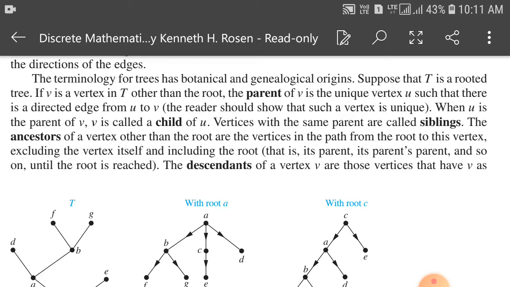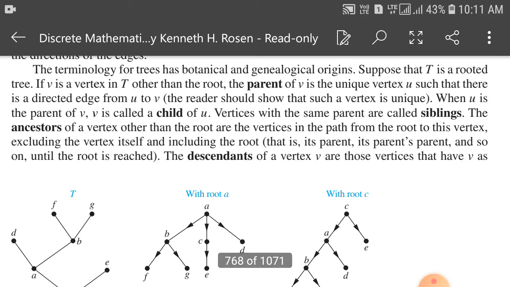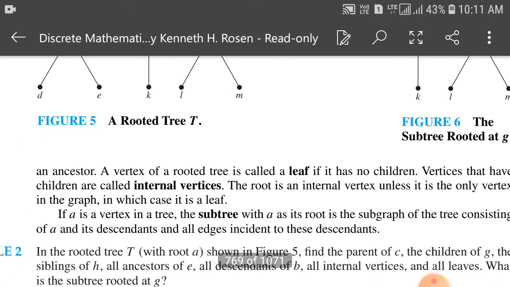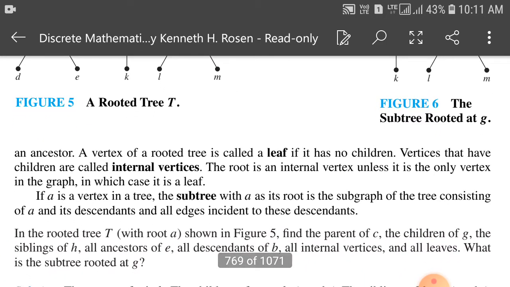The ancestors of a vertex other than the root are the vertices on the path from the root to this vertex, excluding the vertex itself and including the root. That is, observe its parent, its parent's parent, and so on until the root is reached. All those are called ancestors. The descendants of a vertex V are those vertices that have V as an ancestor. A vertex of a rooted tree is called a leaf if it has no children.